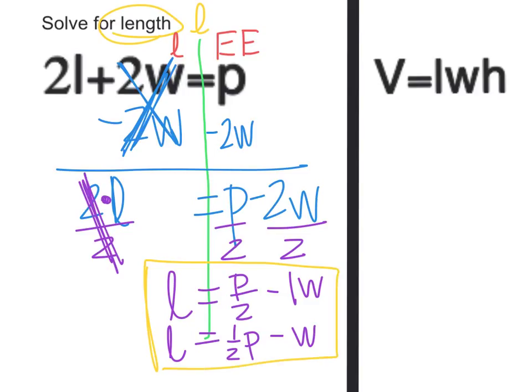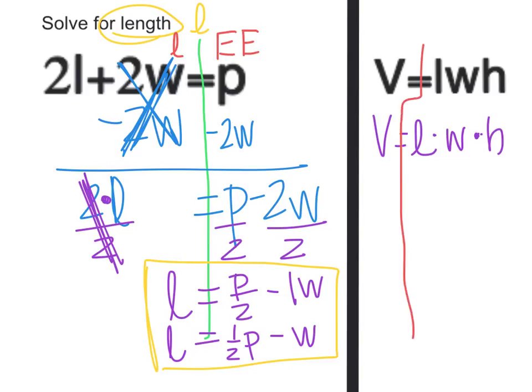So if I look at my other one, I have V equals LWH. Well, remember, I'm going to rewrite this. This is really V equals L times W times H. So if I'm solving this, I want to get my L's on one side and everything else on the other. Well, my L is currently on the right, so I'm going to write L's on the right this time, and I'm going to write EE on the left.